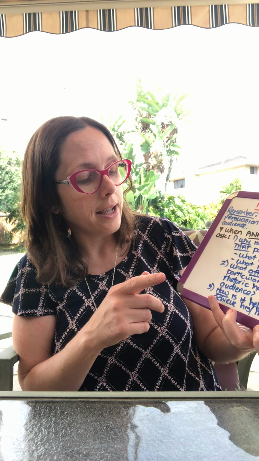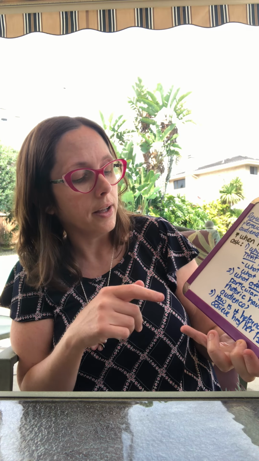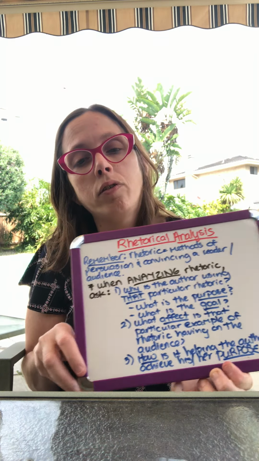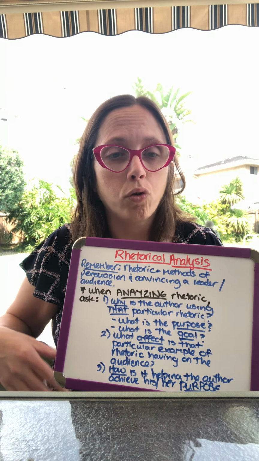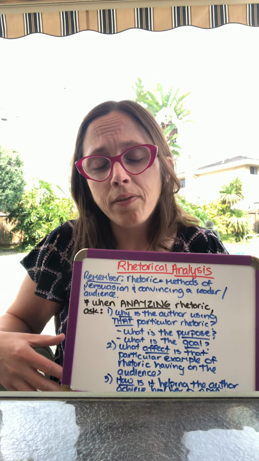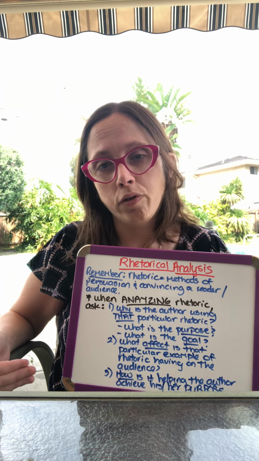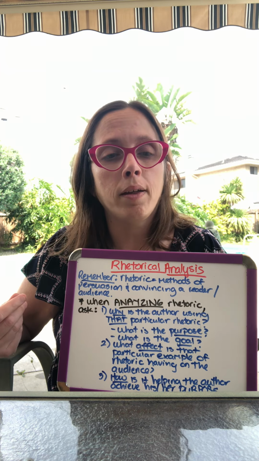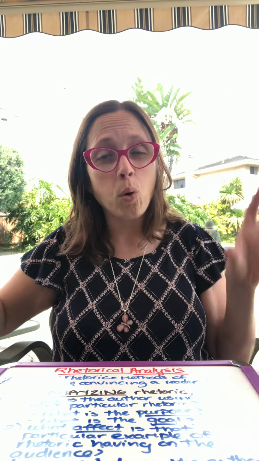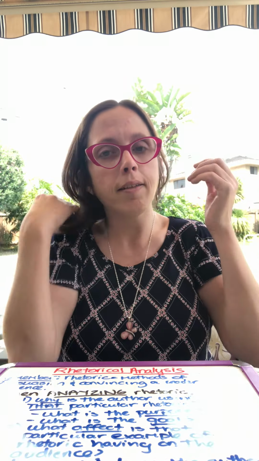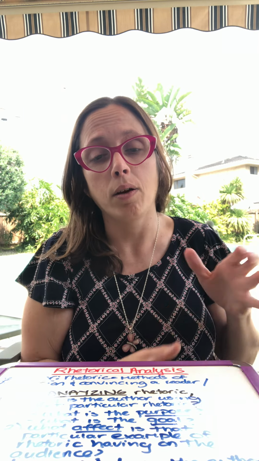The next thing you can ask yourself is, how is it helping the author achieve his or her overall purpose of the writing or the speech or whatever? What kind of support is that rhetorical strategy lending? How is it helping the author achieve the overall goals and purpose for the speech as a whole? And that's another thing that you can ask yourself and then write about.